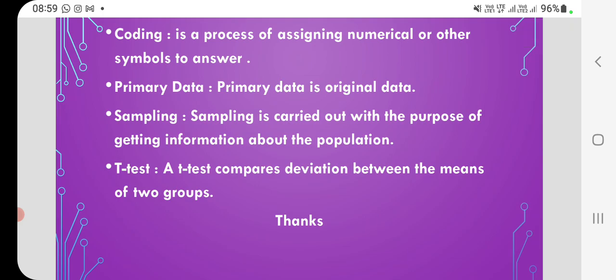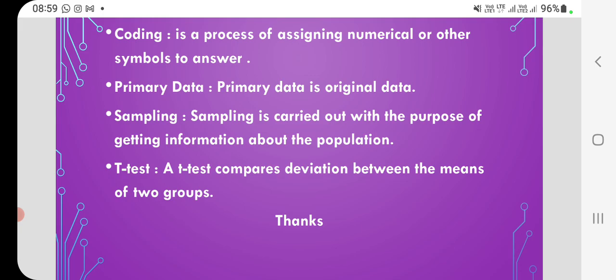Then is coding. Coding is a process of assigning numerical or other symbols to answers so that the statistical analysis becomes easier to carry out. Primary data is original data, and secondary data is not the original data. Then sampling is carried out with the purpose of getting information about the population.